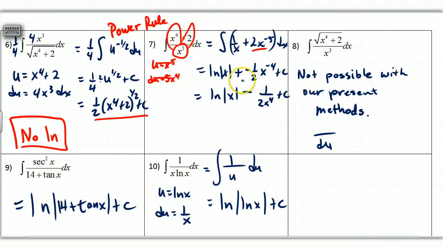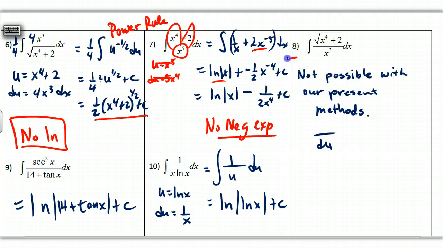This one I can use the power rule. This one I just take the antiderivative of 1 over x and I get ln x. And so it's ln absolute value of x, and then this antiderivative, and then simplify with no negative exponents. Remember, no negative exponents in the answer. You can have rational exponents, but not negative.